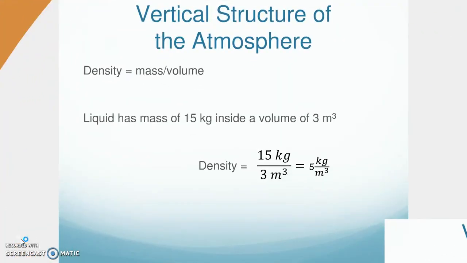So the first definition we need is density. And density is how much mass or matter is in a given volume. So you would calculate it by taking the amount of mass, divide that by the volume. So let's say we have 15 kilograms of some sort of a liquid, and that is in a volume of 3 cubic meters. Then the density would be the mass, 15 kilograms, divided by the volume, 3 cubic meters. So we have a density of 5 kilograms per cubic meter.